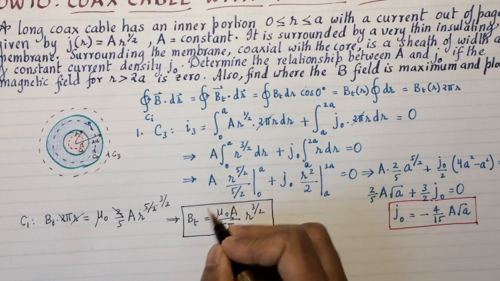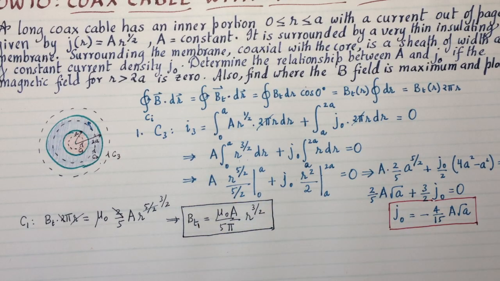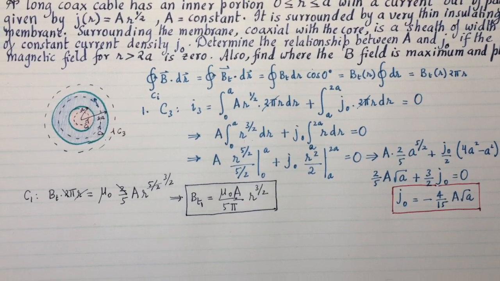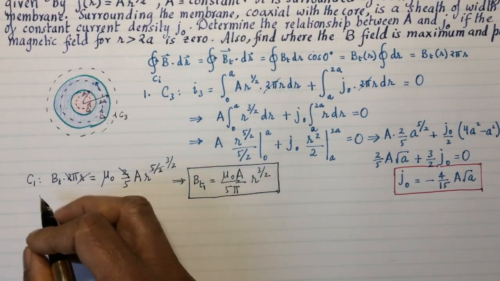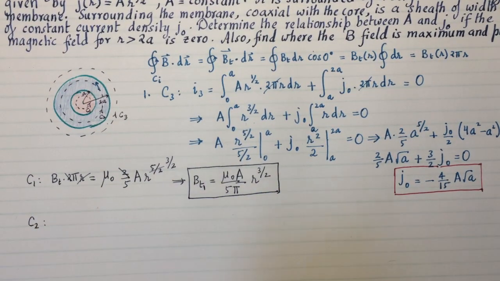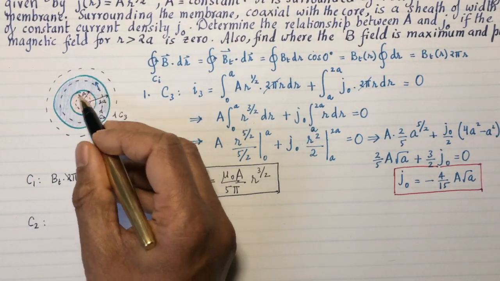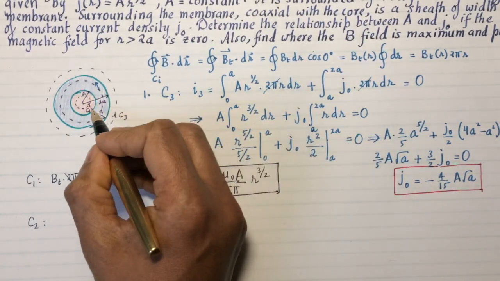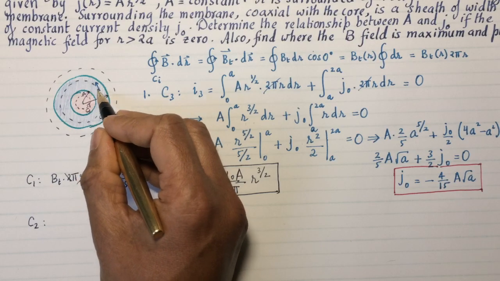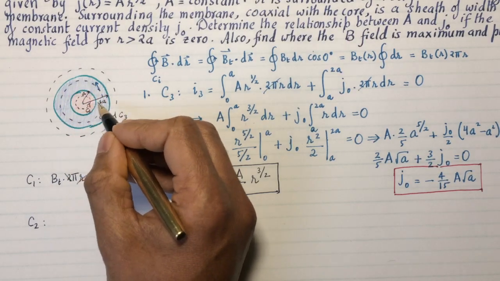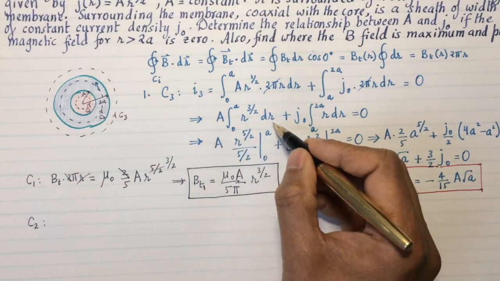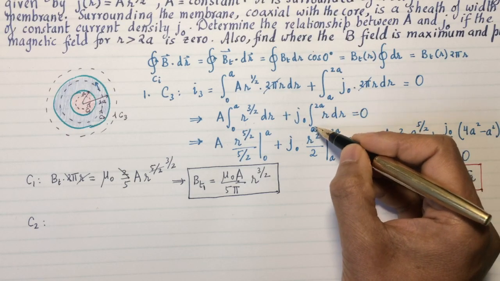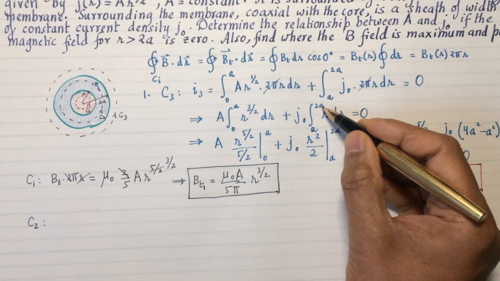Let me call that Bt1 because it pertains to the Amperean loop C1. The next thing we need to do is C2. C2 is going to be complicated because now the entire current, the pink stuff, is going to be enclosed, plus whatever is there of the blue up to the loop C2. So I'll take that entire calculation here, but I'll go from a to r instead of a to 2a.